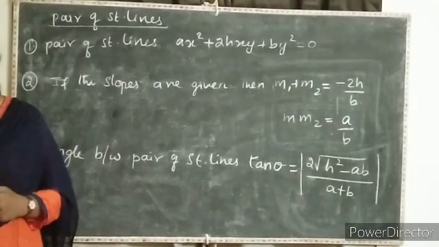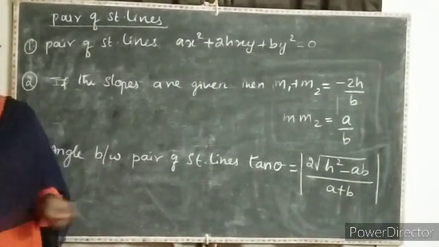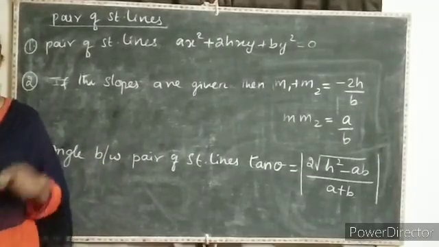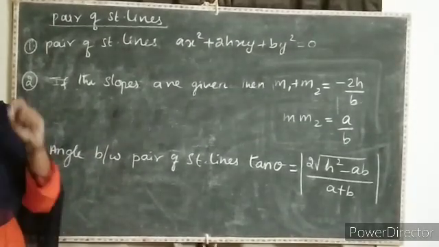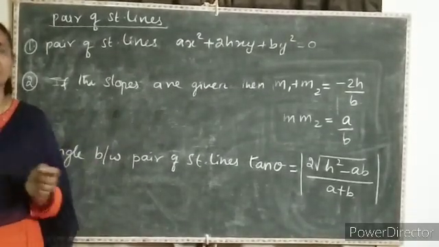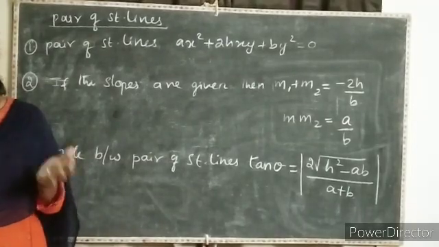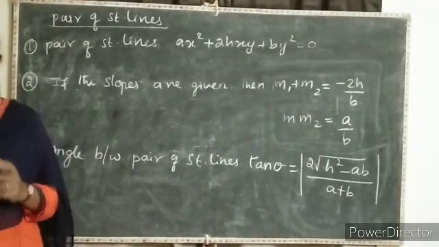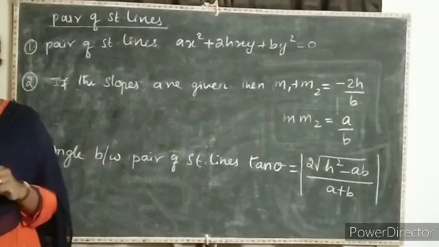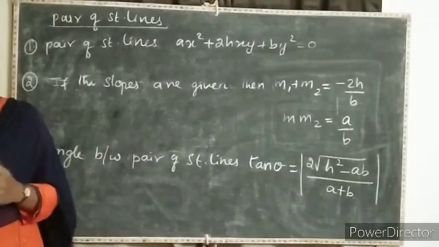Welcome dear students. We are going to learn the new concept, pair of straight lines. Pair means more than one. Already in 6.1, 6.2, 6.3 we have learned the general forms of straight lines, the perpendicular condition, and the parallel condition.